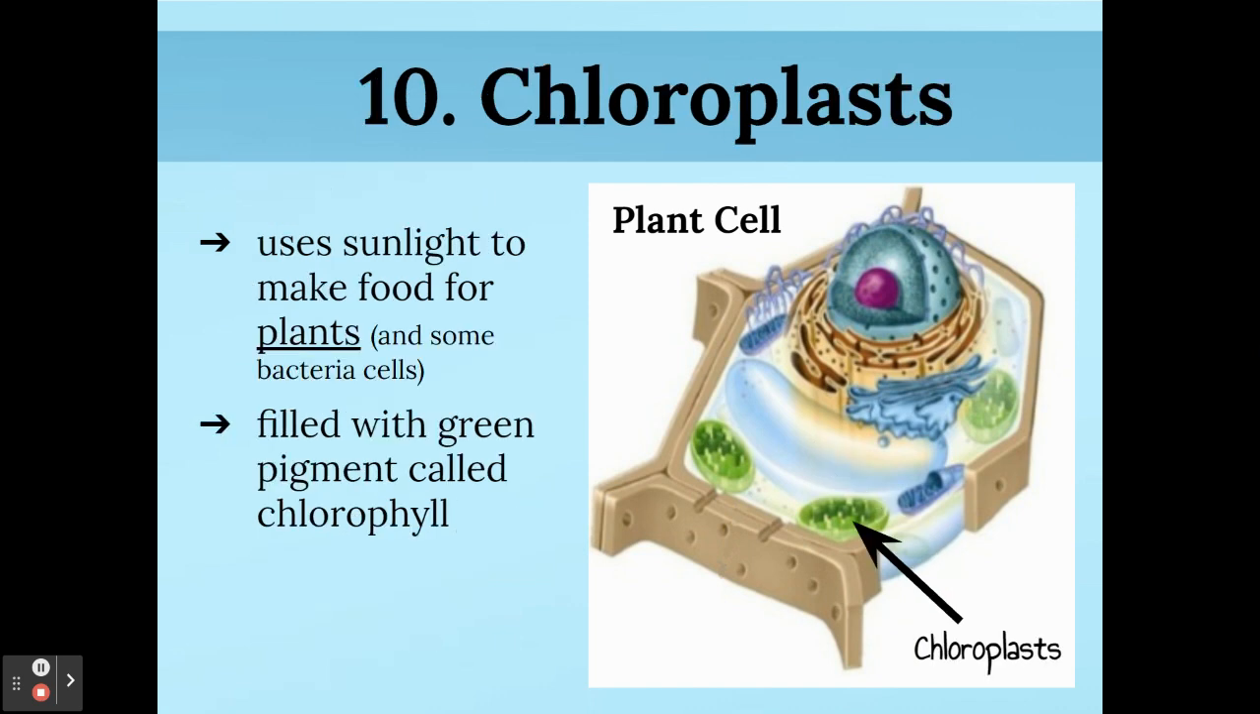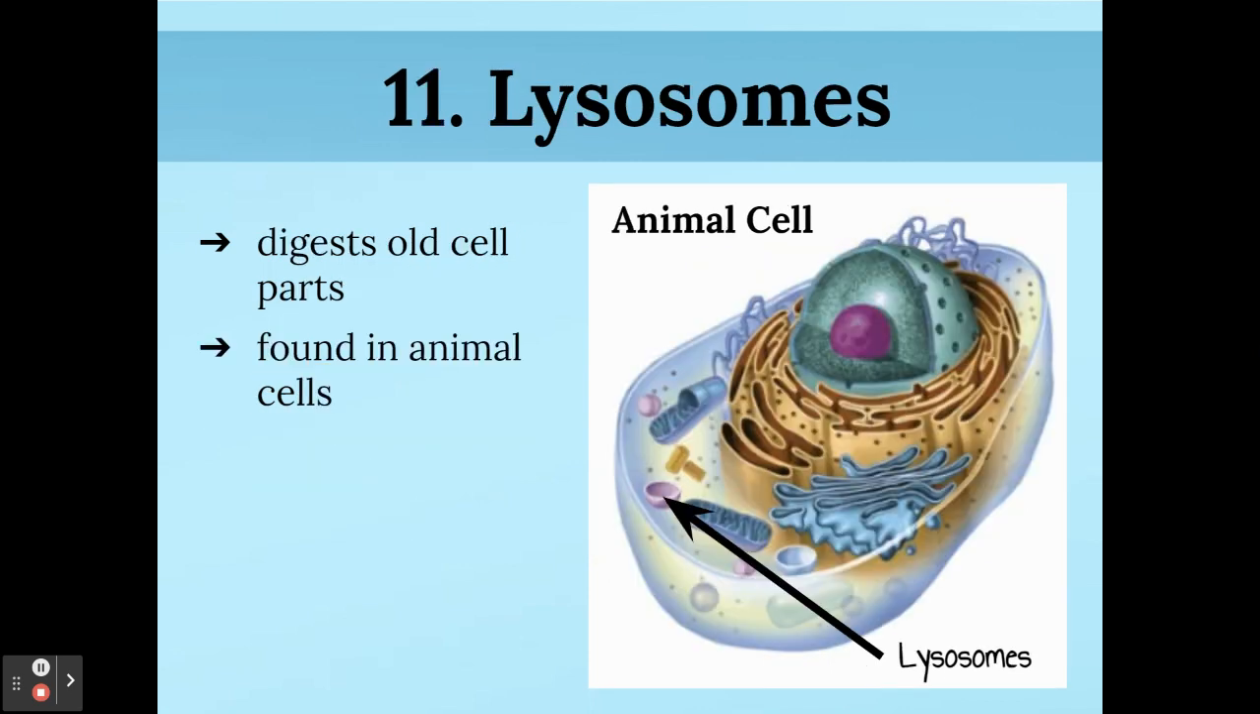Chloroplasts are going to be found inside of cells that do photosynthesis. So plant cells would have chloroplasts. They're green. They're kind of an oval jelly bean shape, and they are green because of a pigment in them called chlorophyll. Lysosomes are going to be smaller circular structures that are going to be breaking down old cell parts that need to be recycled. Animal cells will have these.